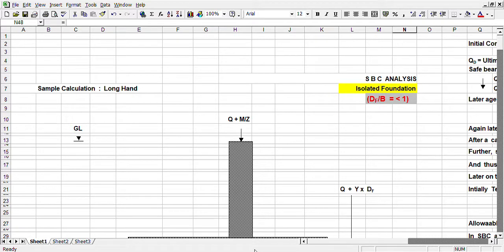Today we shall discuss soil bearing capacity for shallow foundation. What is a shallow foundation? When B is less than or equal to the depth of the foundation, it is a shallow foundation. There are different types of shallow foundations, such as square foundation, rectangular foundation, circular foundation and a long continuous foundation.